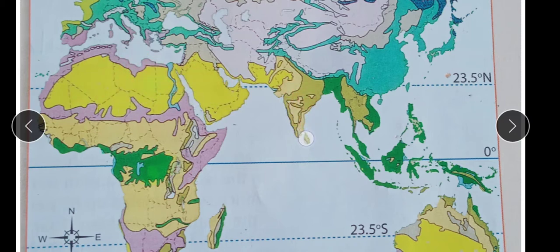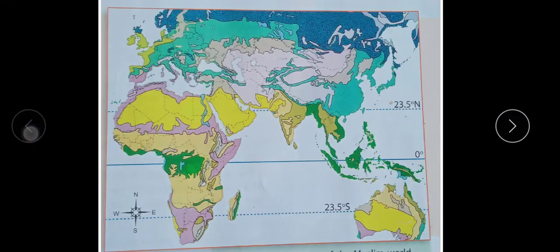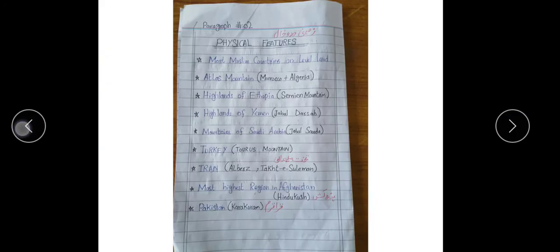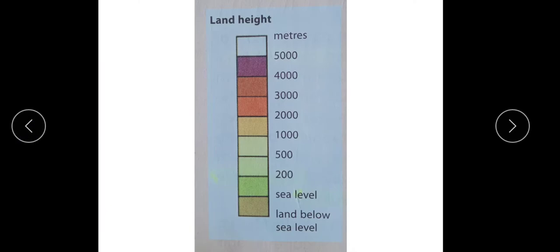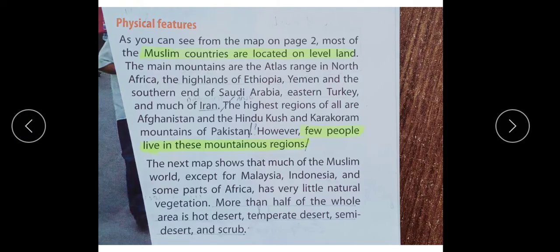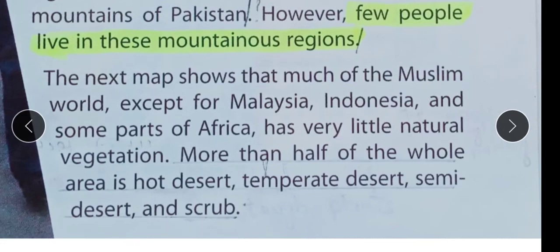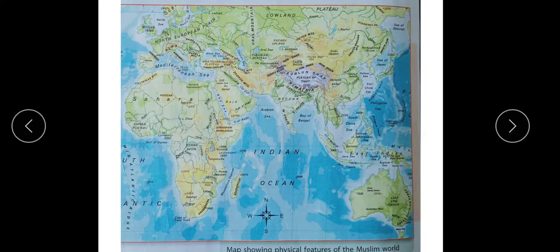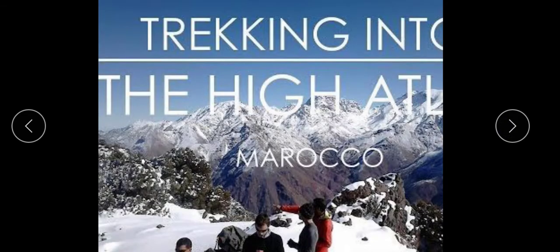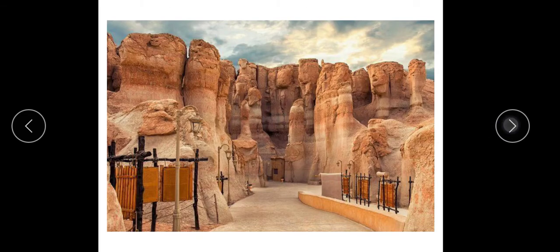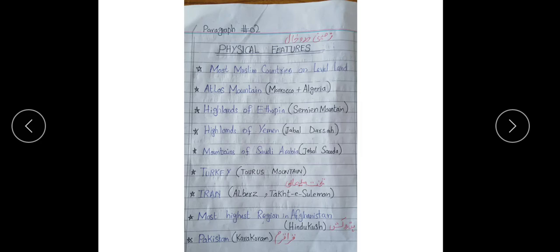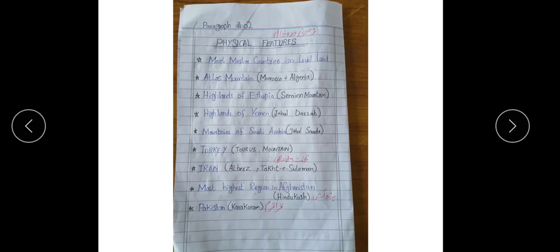So I am coming back to my paragraph to discuss this thing again to you, and then I will get back to next paragraph. So as you can see on this area, the next map, Malaysia, Indonesia and some parts of Africa, they told us that they are little vegetation, and more than half of the whole area is hot desert, temperate desert and semi desert. Same thing I discussed with you in the map as well as in paragraph. So now come to paragraph number 3.